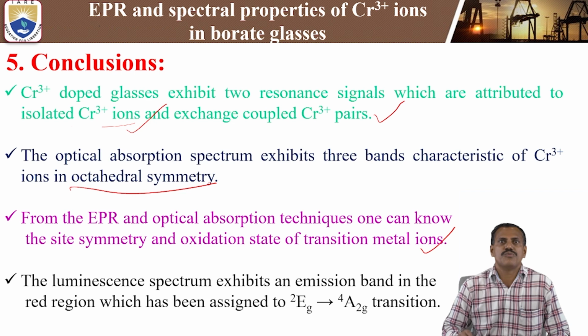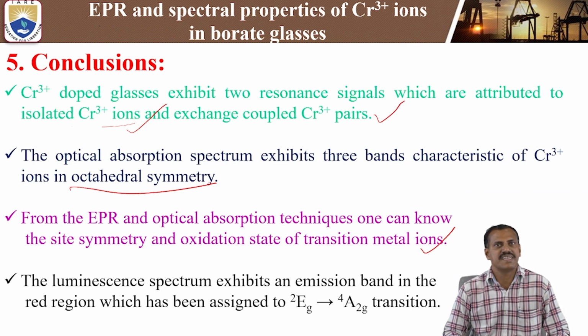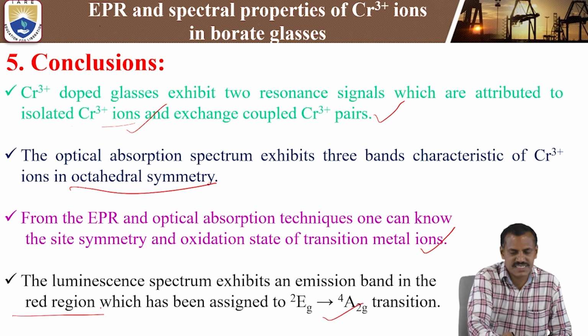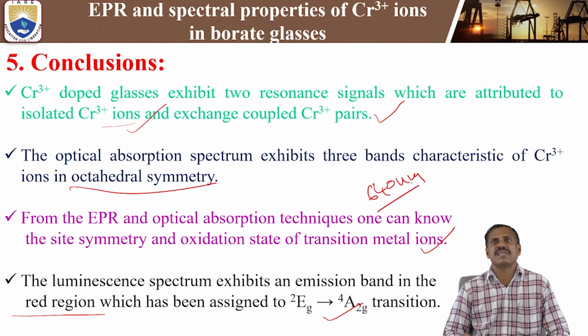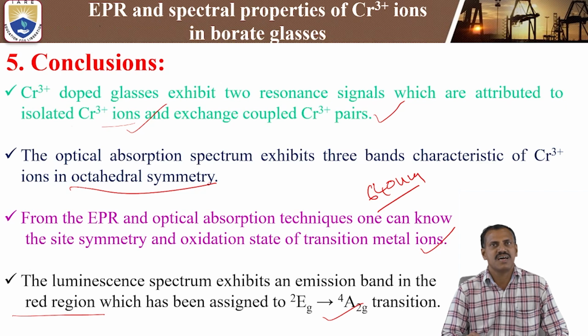Last, the luminescence spectrum exhibits an emission band in the red region, which is assigned to the 2Eg, that is excited level, to the ground state 4A2g transition. This transition mainly shows the red region, that is 640 nanometers. That is mainly useful for red laser applications, and also we can get a broad emission. That is why we can use it for tunable solid state laser applications, also for chromium 3 plus doped borate glasses. These are the very important conclusions of the present study of EPR and spectral properties of chromium 3 plus ions in borate glasses.